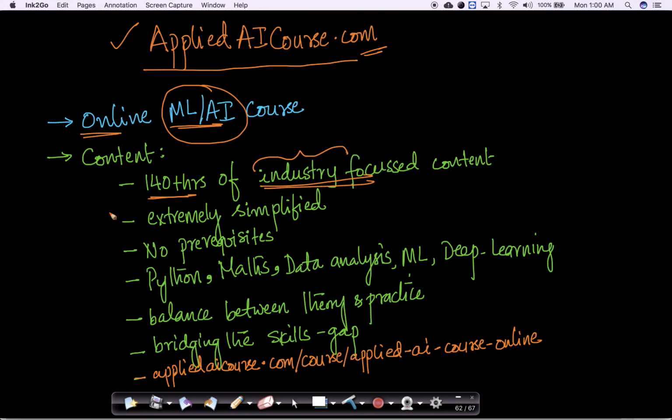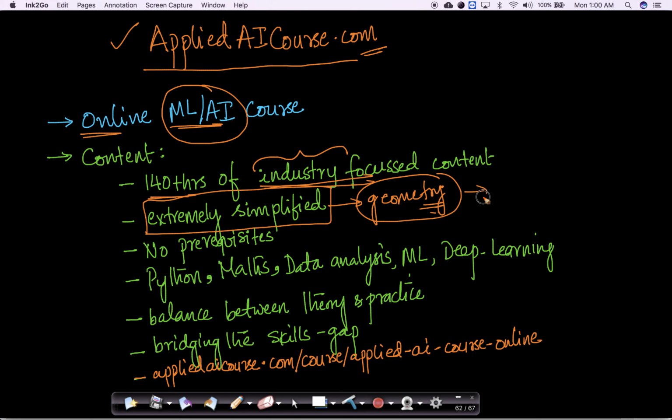And we have simplified the content to an extreme extent, wherein we use tools like geometry. We try to derive and explain each of the core concepts of whole of machine learning, mathematics, and AI using geometry as a basis. Because from our own experiences, we have realized that geometry is a great tool because it's a visual tool for us to understand, to grasp, and to be able to apply some of these machine learning and AI techniques.